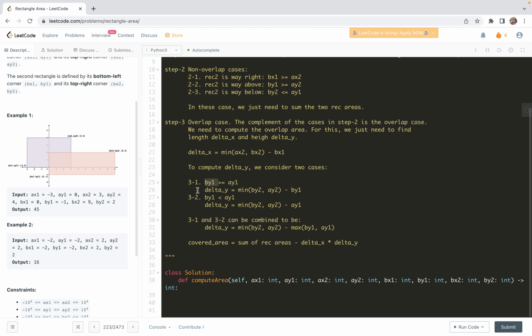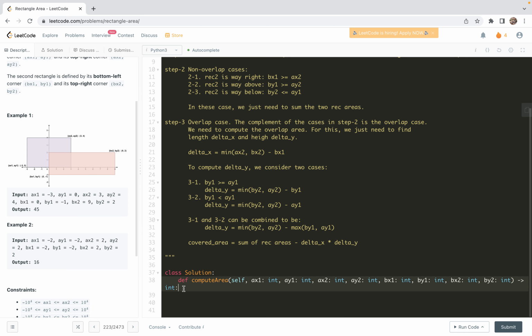And the second case is by1 is below ay1, right? So in this case, we need to use the min of the second coordinates by2, ay2, then minus ay1, still the larger. So in this case, 3.1 and 3.2 can be combined into the formula delta y equals the min of by2, ay2 minus the max of by1, ay1, right?